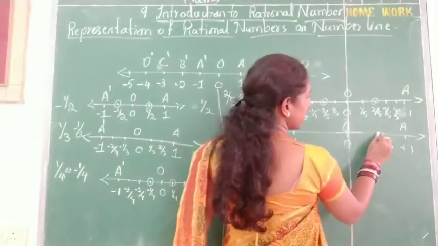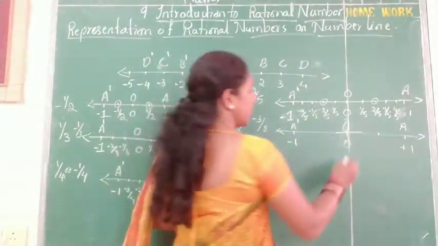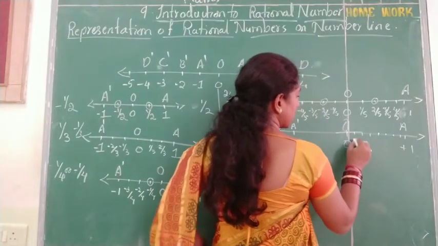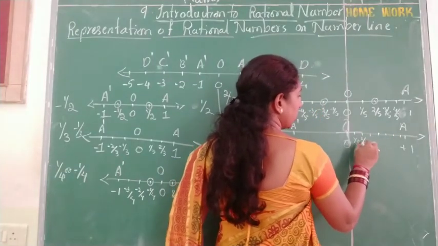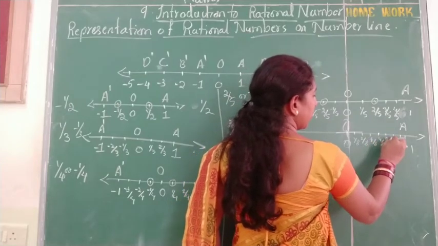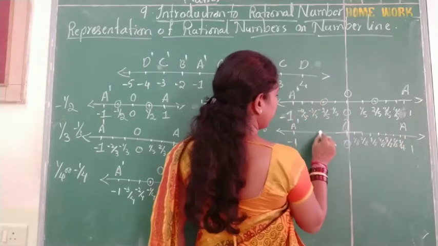So in the center first I will do 1. Out of 7, 1 is already done. 3 is there. Here 3. 1, 2, 3 and here 1, 2, 3. So this is 1 by 8, 2 by 8, 3 by 8, 4 by 8, 5 by 8, 6 by 8, 7 by 8.